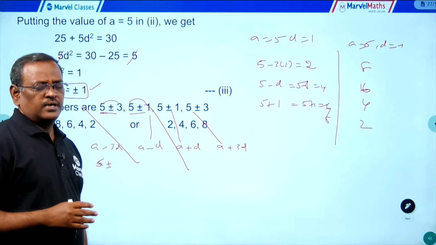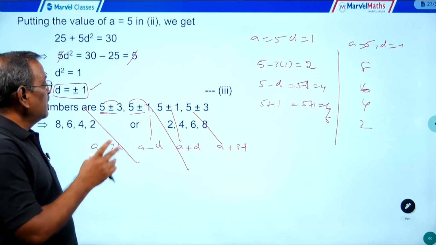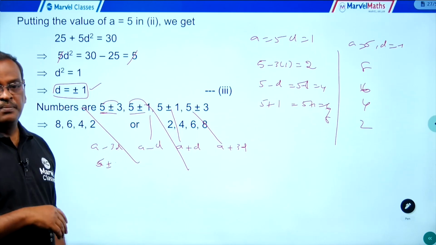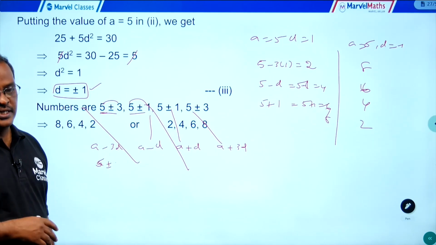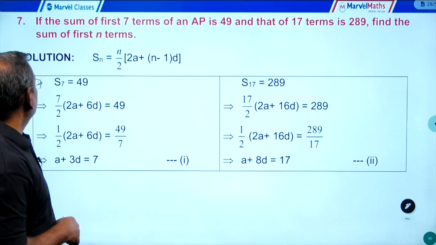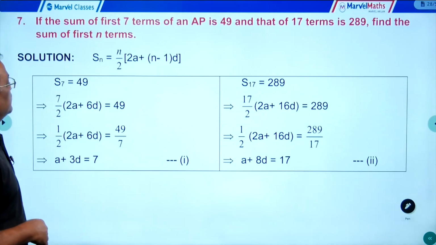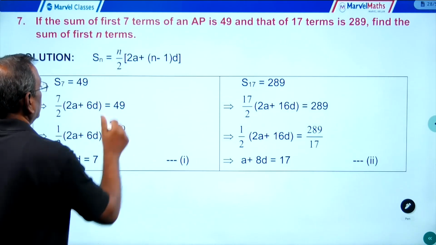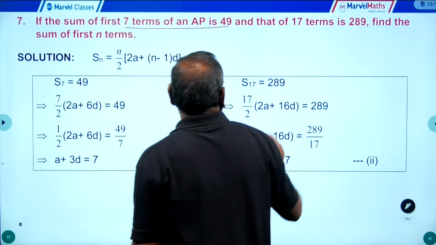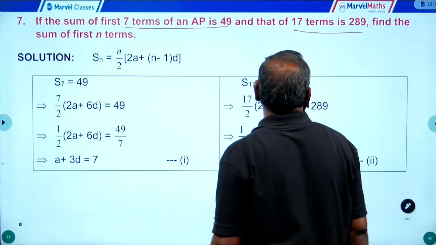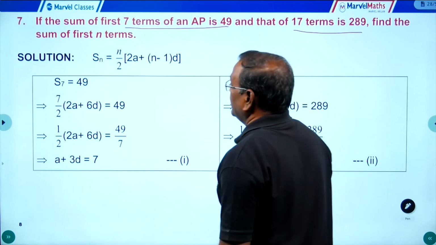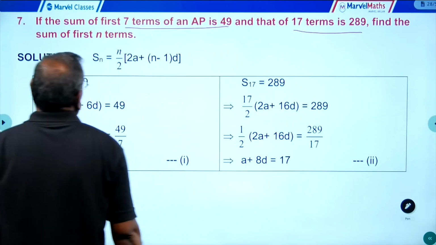One of the very important 5-mark questions you can expect is either a 4-number related problem or a 3-number related problem in the general term. The next important question: if the sum of the first 7 terms of an AP is 49, and that of the next 17 terms equals 289, find the sum of the first n terms.